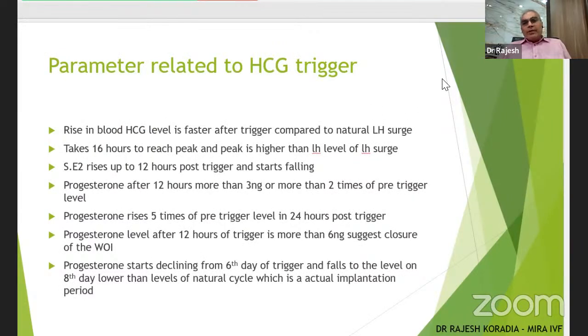Now, when we are using hCG trigger, especially in a modified natural cycle, what are the parameters? The rise in blood hCG level is faster after trigger compared to a natural LH surge. The hCG peak takes 16 hours to reach, and the peak is higher than the LH peak of a natural LH surge. The E2 level rises up to 12 hours post trigger and starts falling.